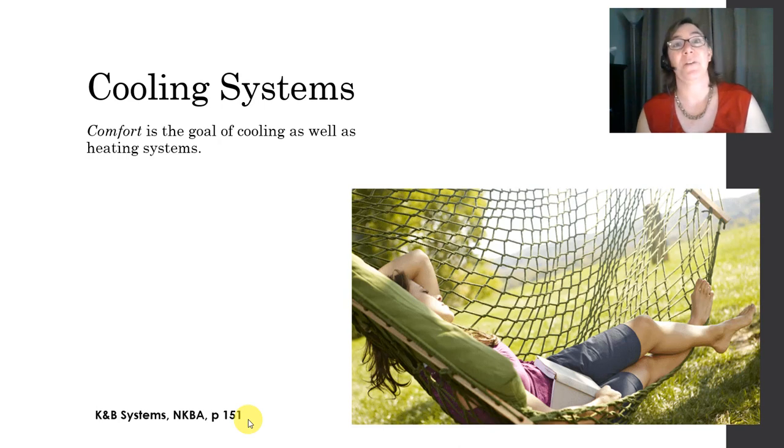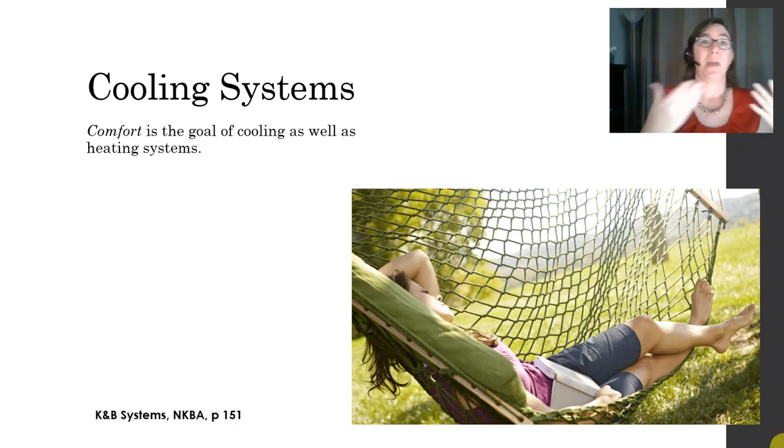Don't forget comfort. Thermal comfort is the ultimate goal of your cooling systems as well as your heating systems. We're going to start out with the passive cooling systems, in this case ventilation, and then move into the more active or mechanical systems. Those are going to be your traditional air conditioners.